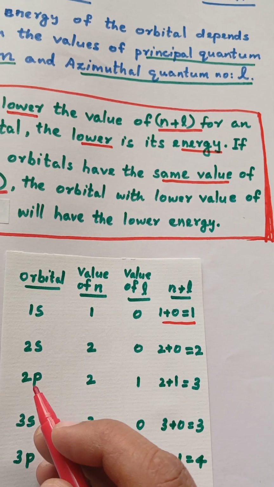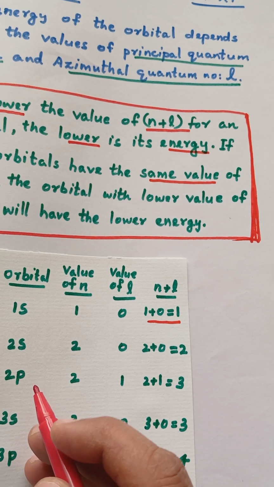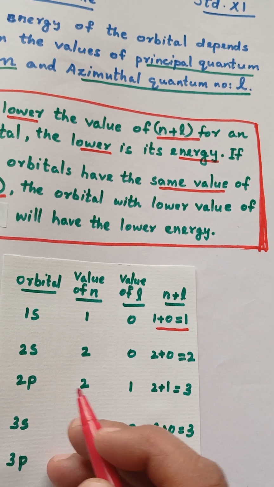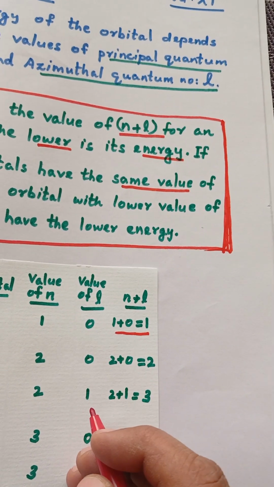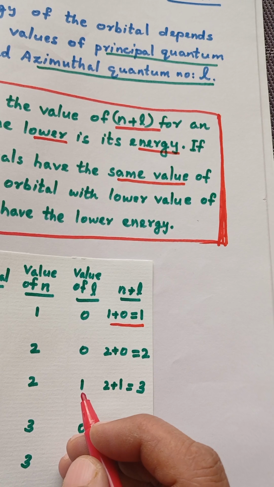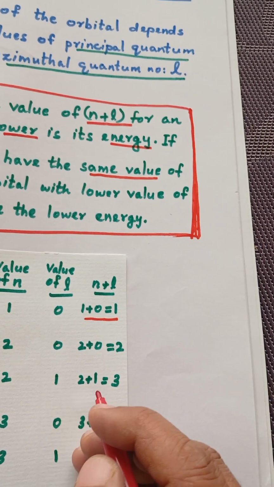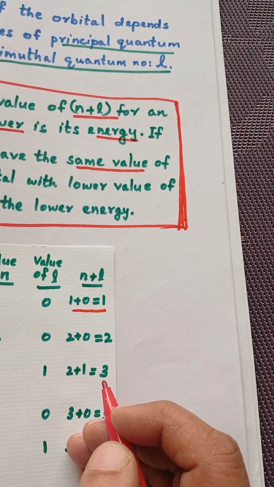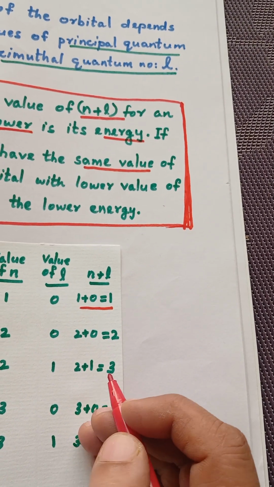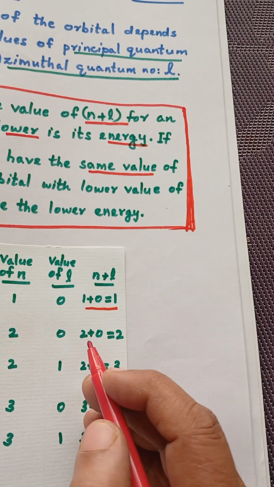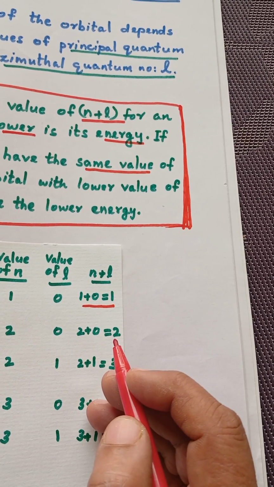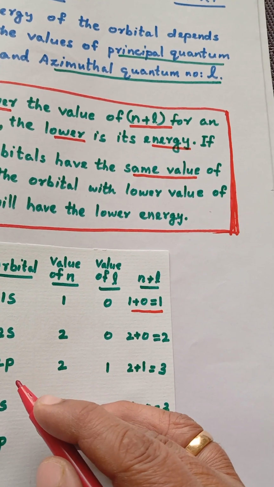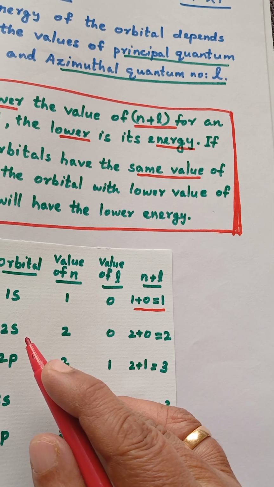Now let us look at the 2p orbital. The value of n again is 2 only because it is the 2p orbital. But the value of L is changing here. The value of L becomes 1. So n plus L will be 2 plus 1, 3. This will again have higher energy than the 2 plus 0, that is the 2s orbital. 2p will have more energy than the 2s orbital.